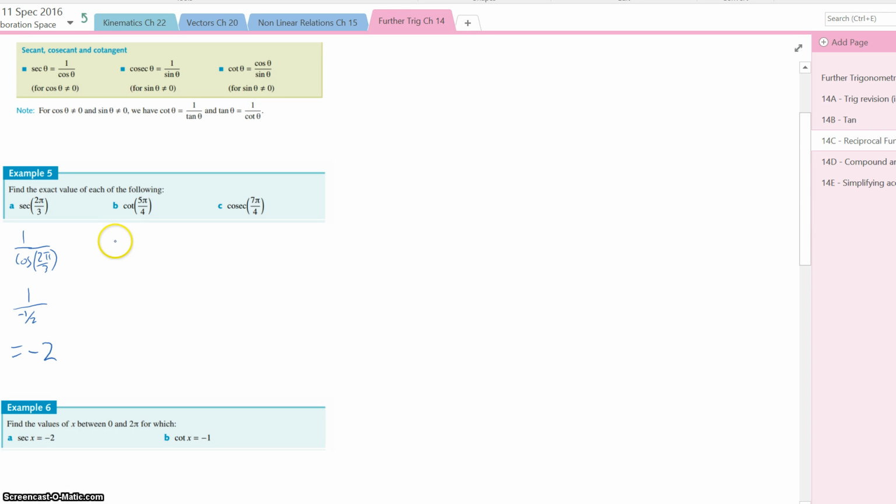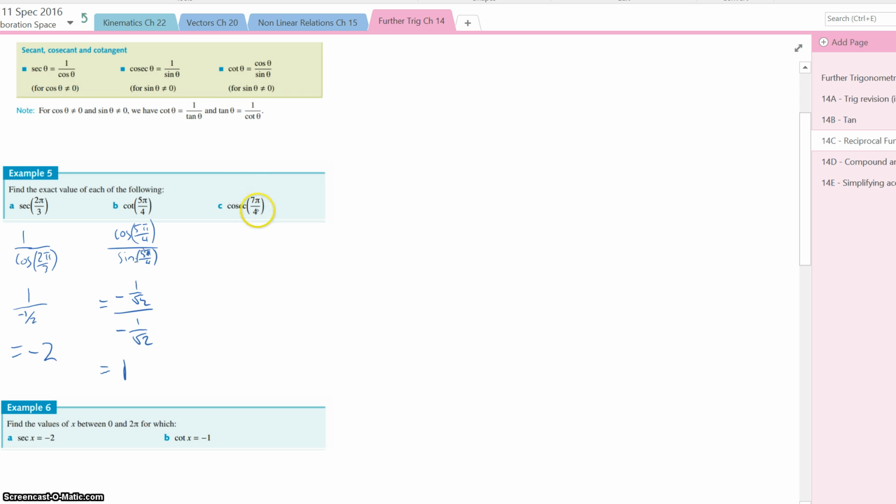So this one, cot of 5 pi on 4, I won't write it out again. Cot of 5 pi on 4 is the same as cos of 5 pi on 4 over sine of 5 pi on 4. Now, cos of 5 pi on 4, again using your special triangles, you should work out is negative 1 on root 2. And sine of 5 pi on 4 is the same, negative 1 on root 2. This is why you need to know your special triangles and your quadrants really, really efficiently. So that divided by that is always going to be 1.